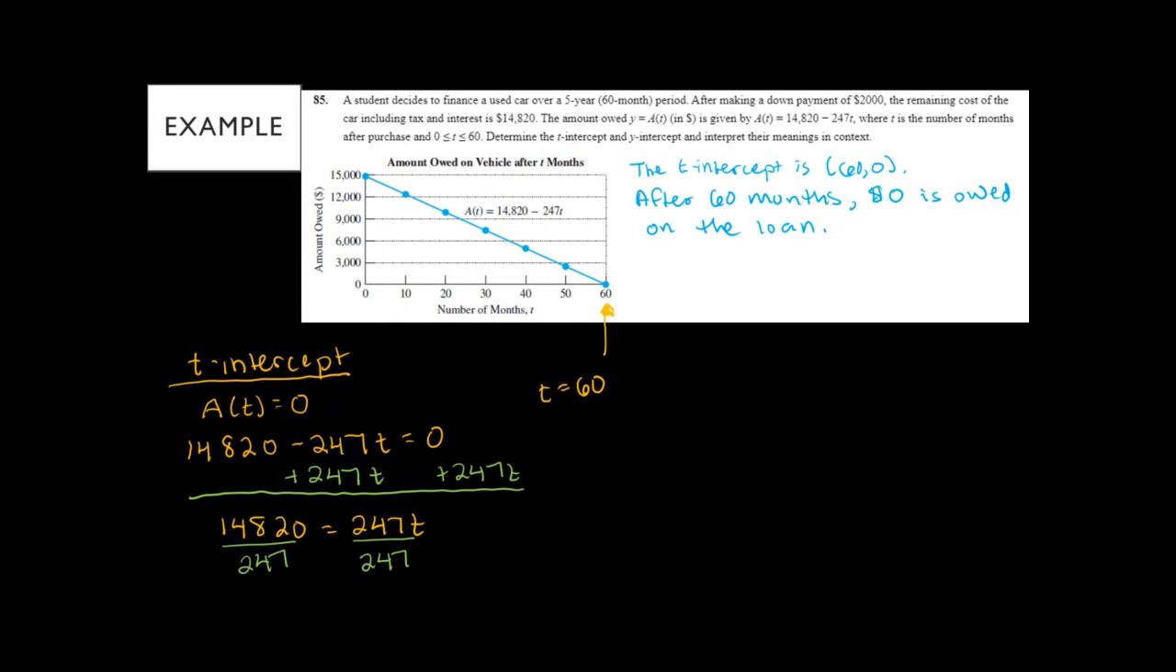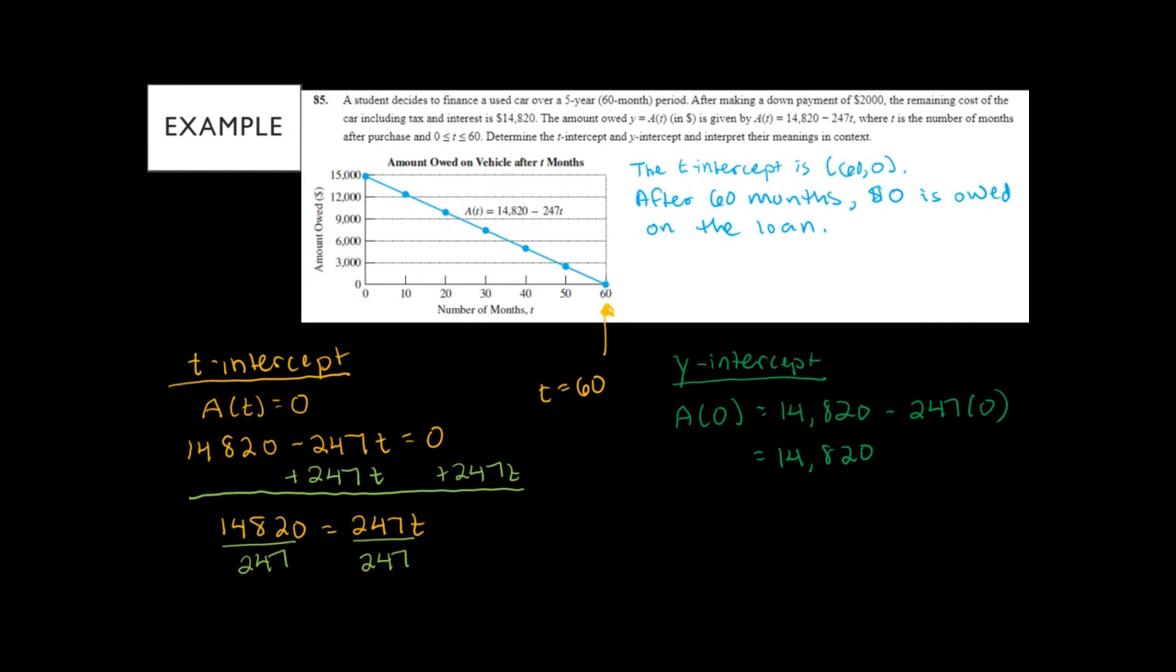So the second part is to find the y-intercept, and then we need to interpret that. Of course I can find the y-intercept just from the graph. The graph looks like it's at 15,000, but we want to use the equation. So that is where you set t equals 0. So A of 0 is equal to 14,820 minus 247 times 0. So 247 times 0 is 0, so we're just left with 14,820. So our y-intercept is actually 14,820. The graph makes it look like 15,000, but it's not. So that's why you want to use the equation, because that gives you the exact value versus a rounded value that could be inaccurate.